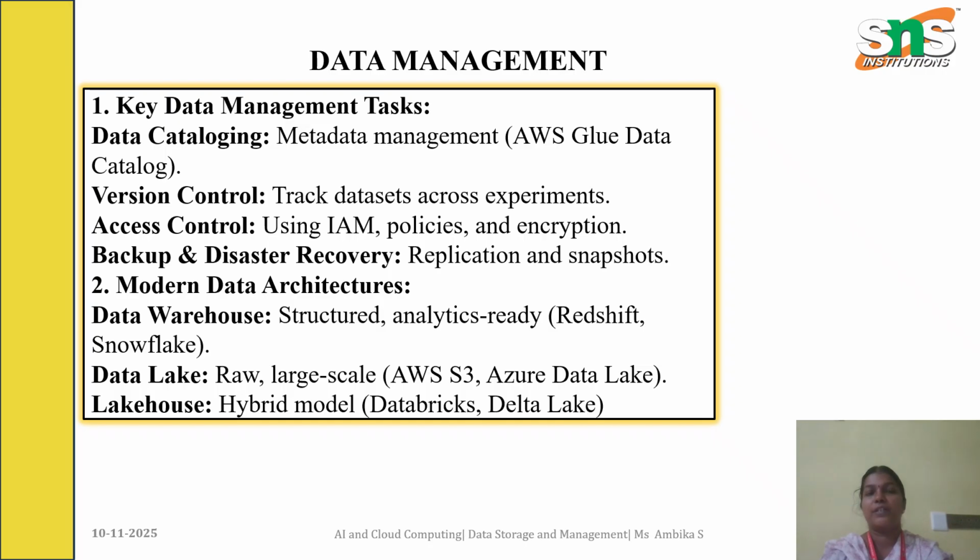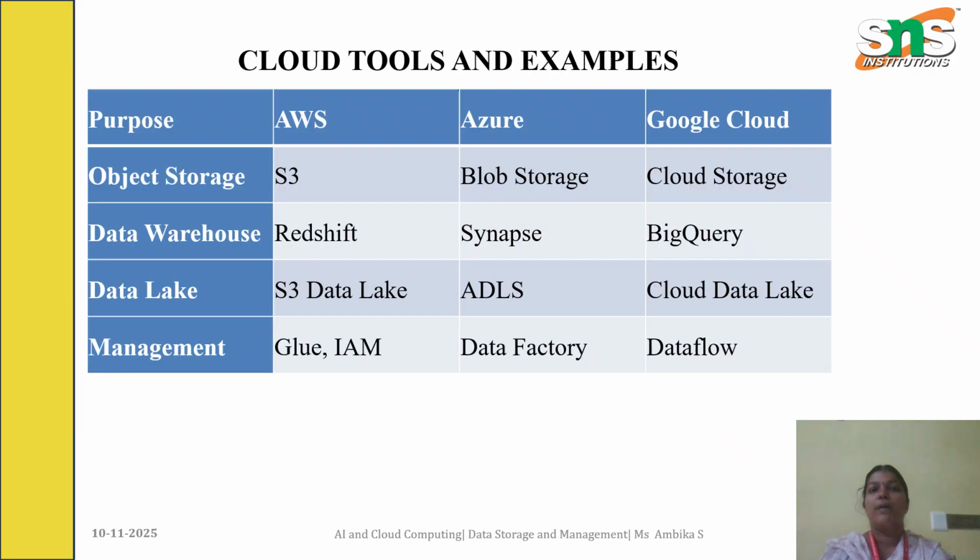The modern data structures used here are data warehouses, which use structured data, and Redshift and Snowflake are used for analyzing the data. Data lakes like Azure Data Lake and Amazon Web Services S3 are also used for further processing. These are some cloud tools used for object storage, data warehouses, data lakes and management. AWS S3 is used for object storage, Redshift is used for data warehouses, and AWS uses S3 as the data lake for storage, and also Glue and IAM for managing the data. So I hope this gives an overview of data storage and management.